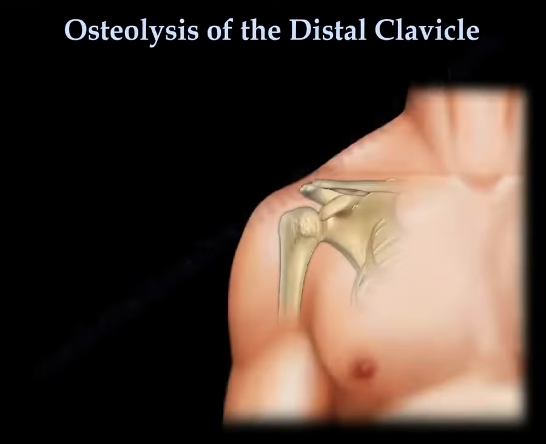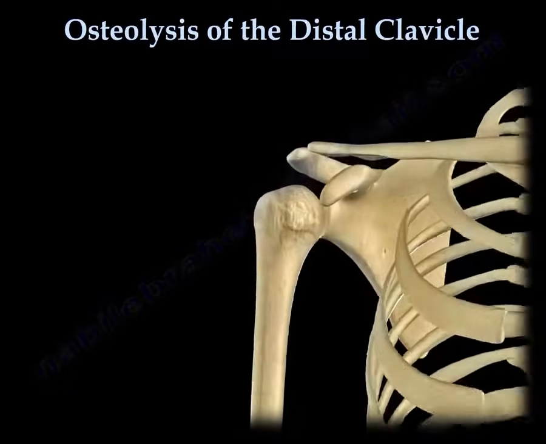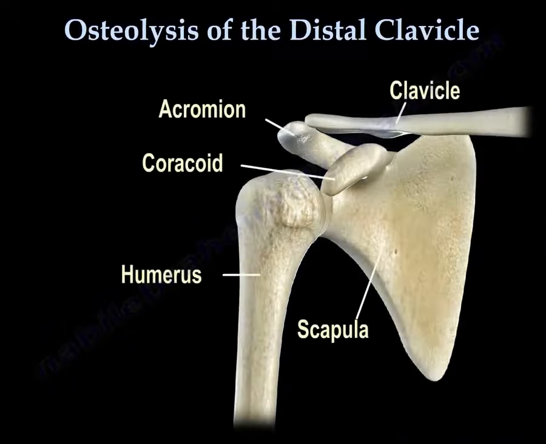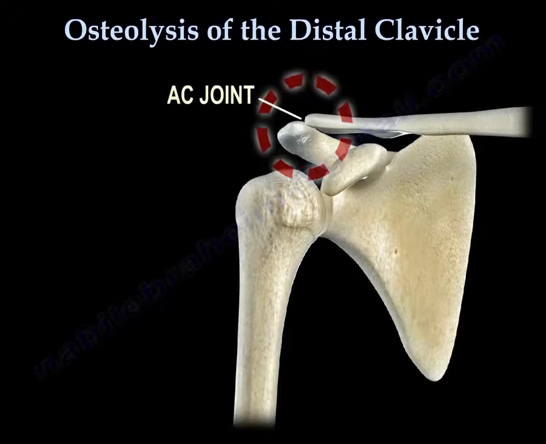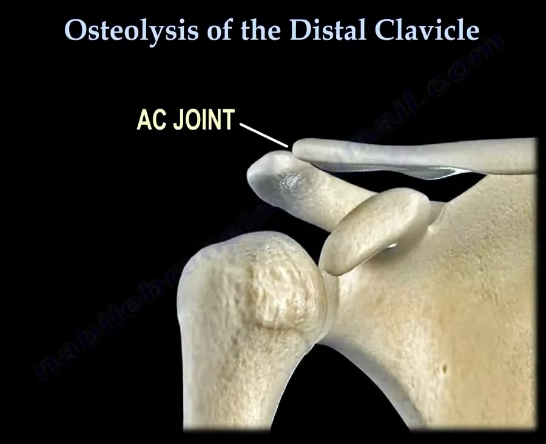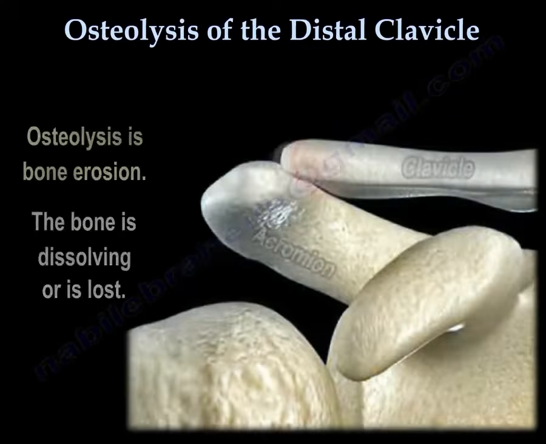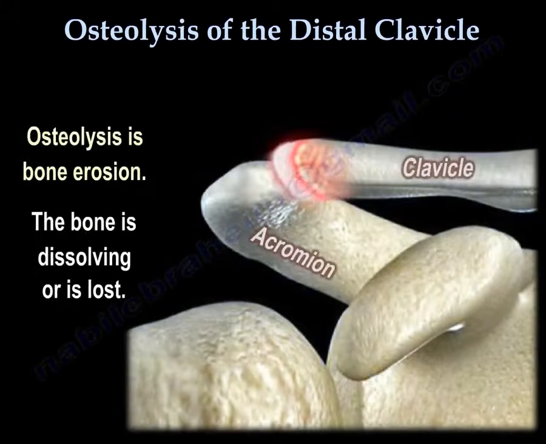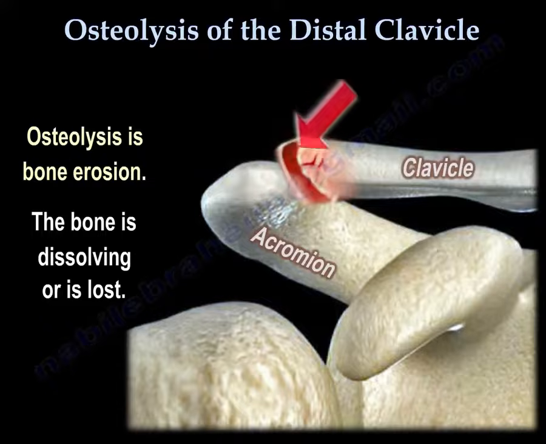Osteolysis of the distal clavicle. Here is the bony anatomy around the shoulder. You can see the clavicle, and you can see the acromion, and you can see the AC joint. And you can see the osteolysis of the clavicle. Osteolysis is bone erosion. The bone is dissolving or lost.